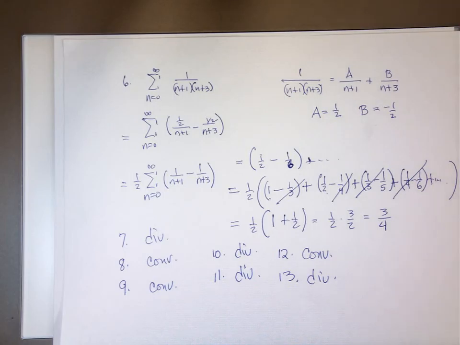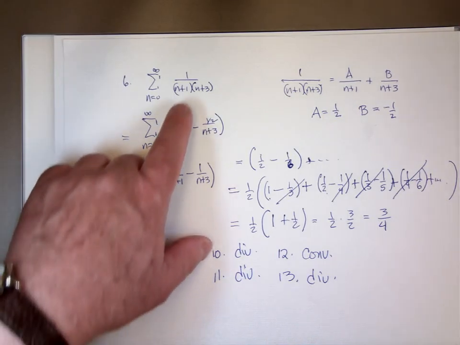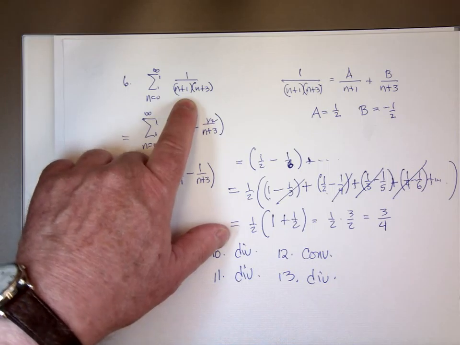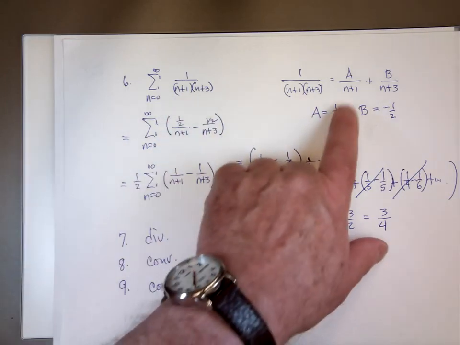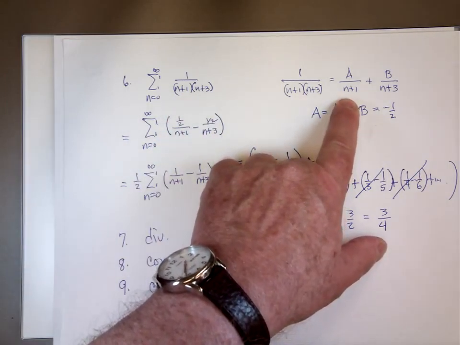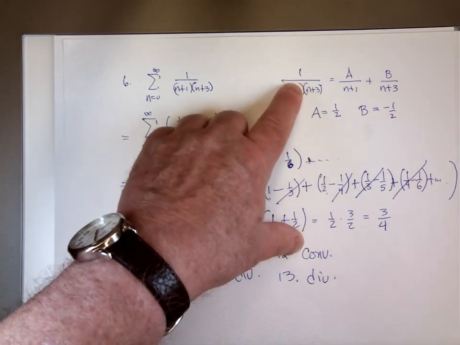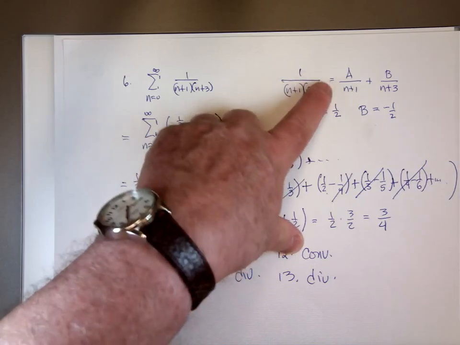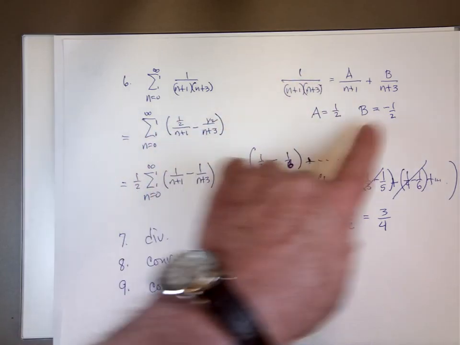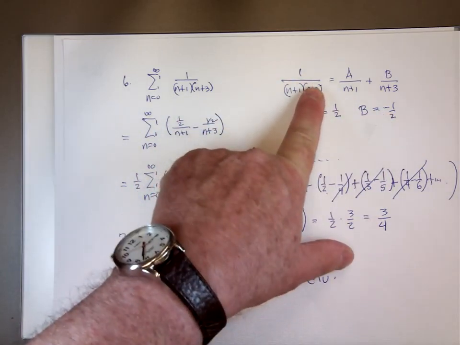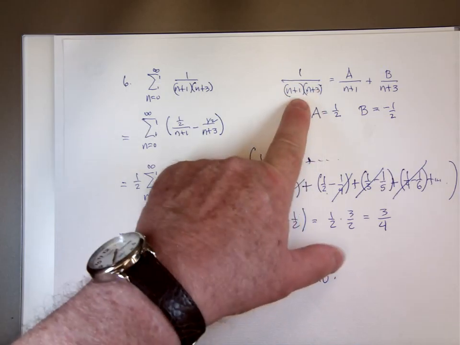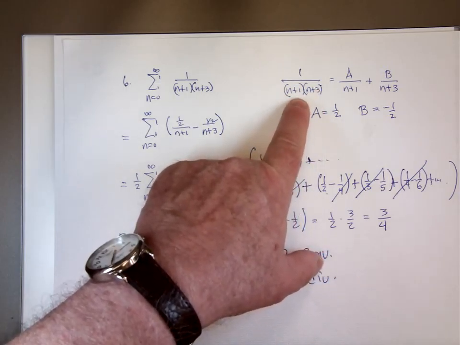Okay, the next one was a telescoping sum, where we're going to use partial fractions to rewrite these nth terms. Solve for a and b using partial fractions, multiply by n plus 1. Let n equal negative 1. Negative 1 plus 3 is 2. A is 1/2. Solve for b, multiply by n plus 3. Let n equal negative 3. Negative 3 plus 1 is negative 2. You get negative 1/2 for b.